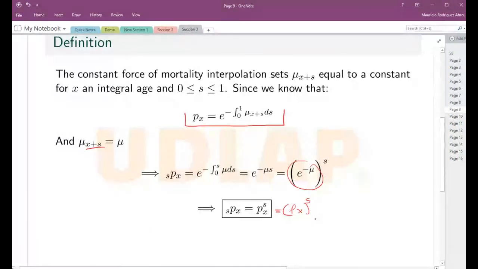So this is another assumption, another perspective. We can use this to solve the same issue that we had before. If we have fractional ages or fractional durations, we can use this approach, and again, it will be valid.